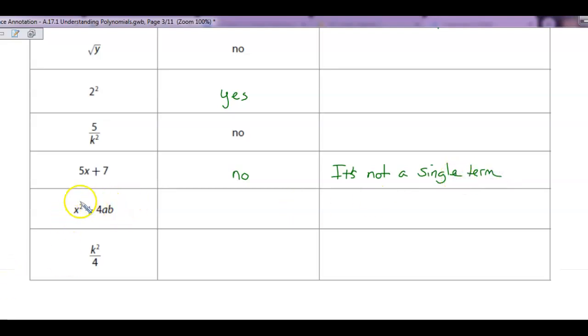Okay, what about x squared plus 4ab? If you said no, you're correct. Again, it's not a single term. What about k squared divided by 4? Yes, this one is, because even though it has a denominator, the denominator is not a variable.